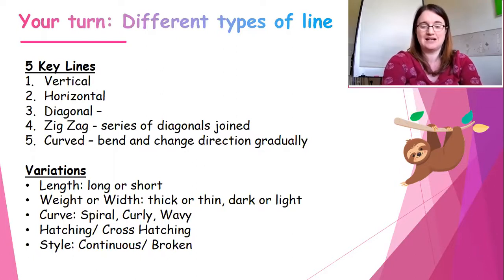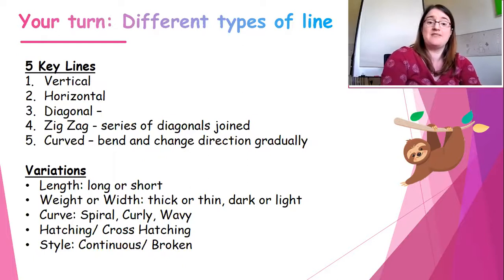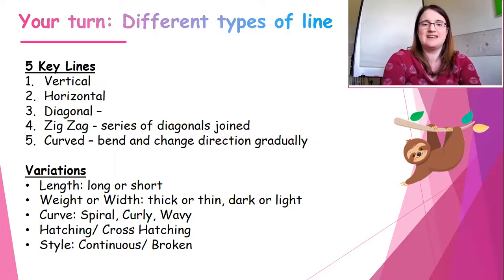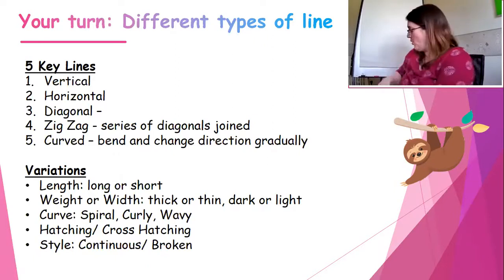Then we had zigzag, then we had curved, okay? And then we talked about variations. So we could make those lines long or short, we could make them thick or thin, we could make them dark or light by the amount of pressure that we put on our pencil. We could turn that curved line into a spiral, or we could turn the curved line into a curly line or a wavy line, or we could make the line continuous or broken.